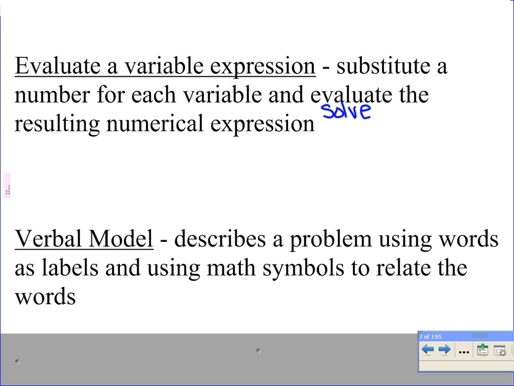Good. That's very good. So a verbal model, just like we described, uses words and labels and math symbols to relate words. There's a lot of things we could use to write a verbal model. Evaluate means solve. Don't forget that.